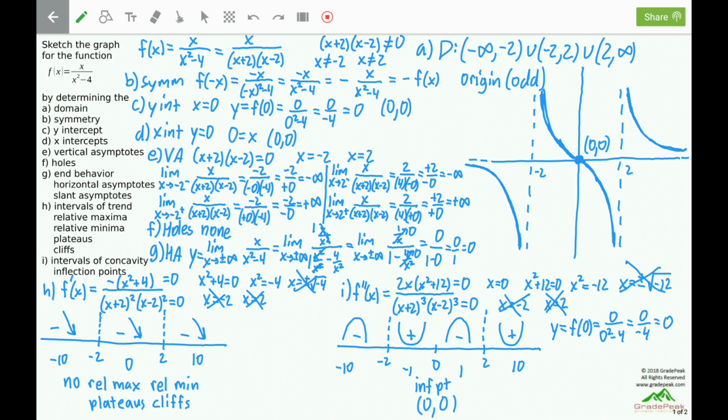We have all behaviors around the vertical asymptotes being followed. We have the horizontal asymptote being followed. Everything is being followed here. It is decreasing in all intervals as it should be. So this will be the graph of f of x.